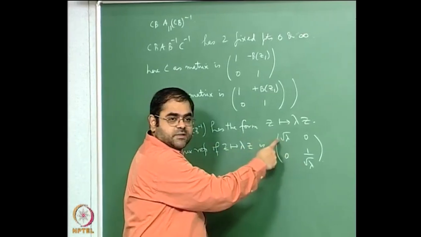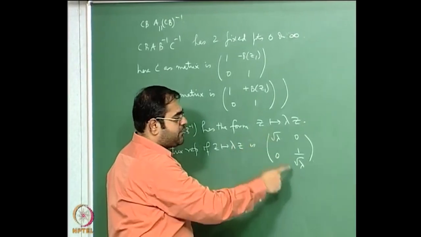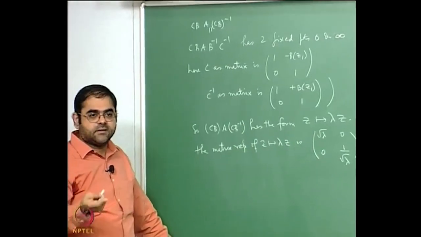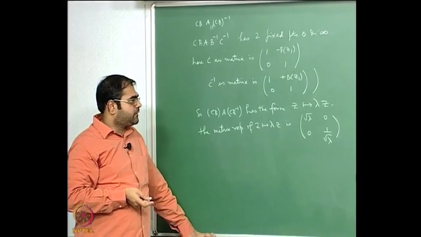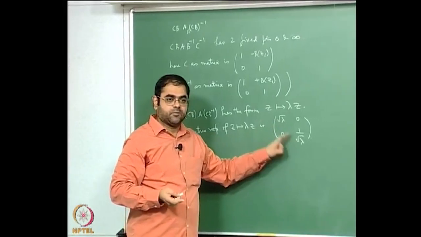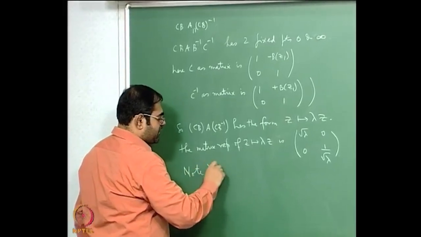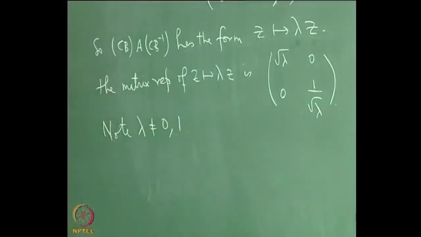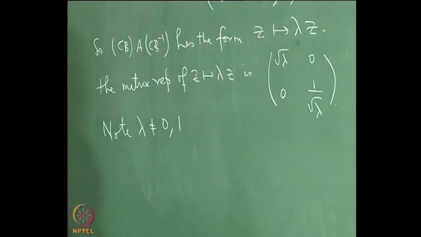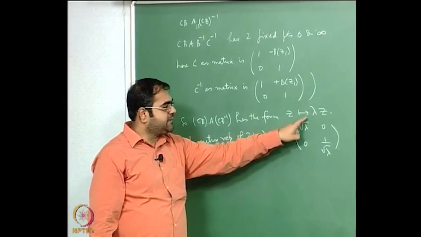So to make it an element of SL2C, I take a representative like this. Of course, I can also put minus. I can take minus root lambda, minus 1 by root lambda. And mind you, root lambda is one square root of lambda. In general there are 2 square roots of lambda, and I take any one square root and use the same square root in both cases. And note that lambda is not 0, it is not 1, because if lambda is 0, then that is not a Moebius transformation, it is just the 0 map. And if lambda is 1, then this is identity.